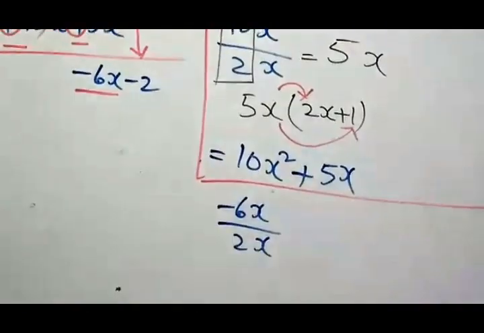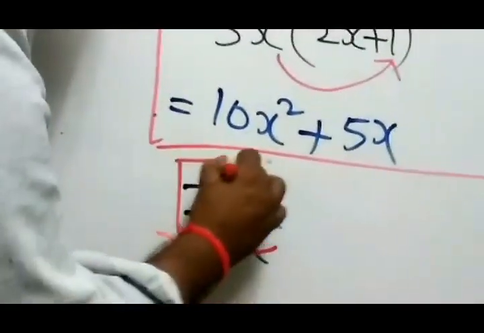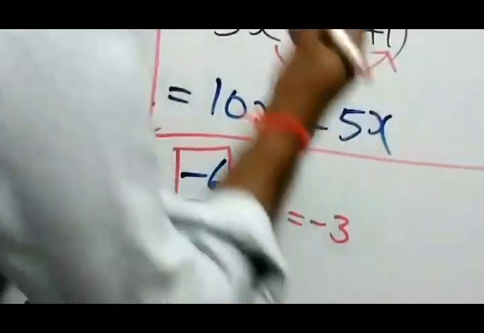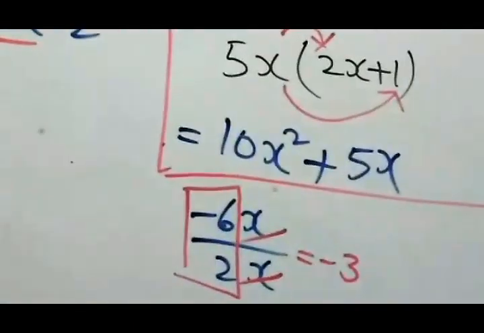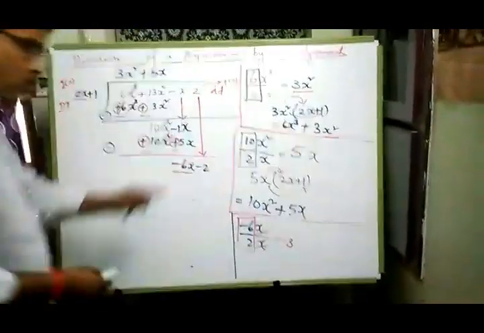Divisor 2x. Now x and x we can cancel. What is the answer for minus 6 by 2? The answer for minus 6 by 2 is equal to minus 3.